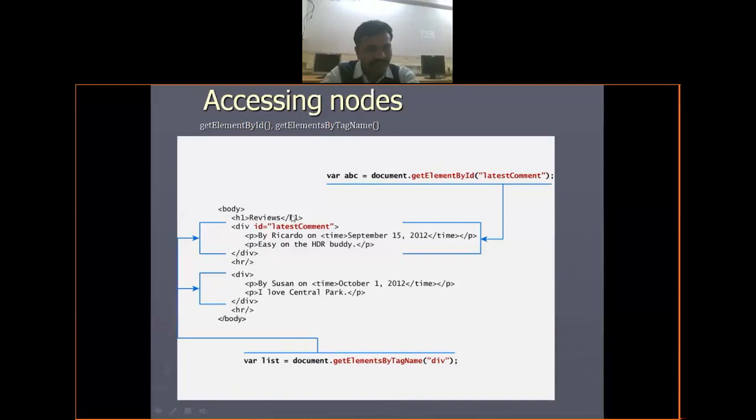So this is an example. I write an h1 and this div tag with the latest comment. This is the id I have to specify, and this is just a paragraph method. Then I close my div tag.